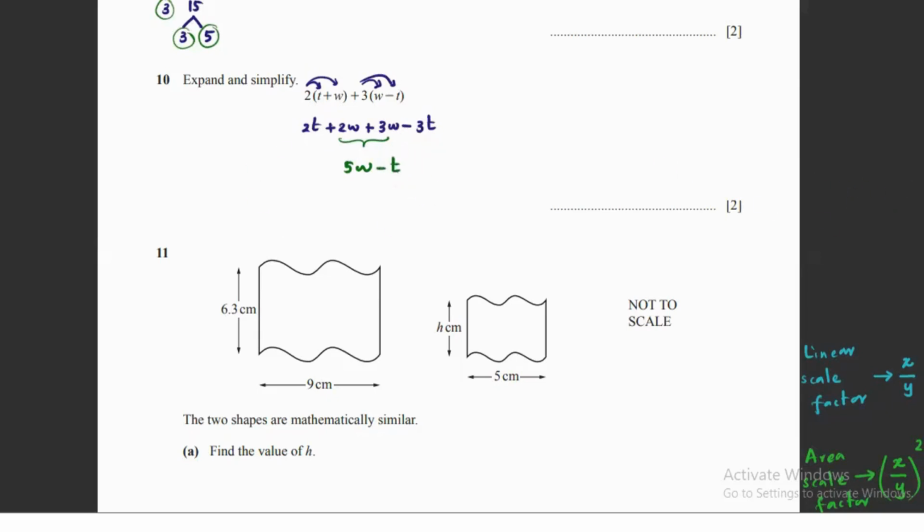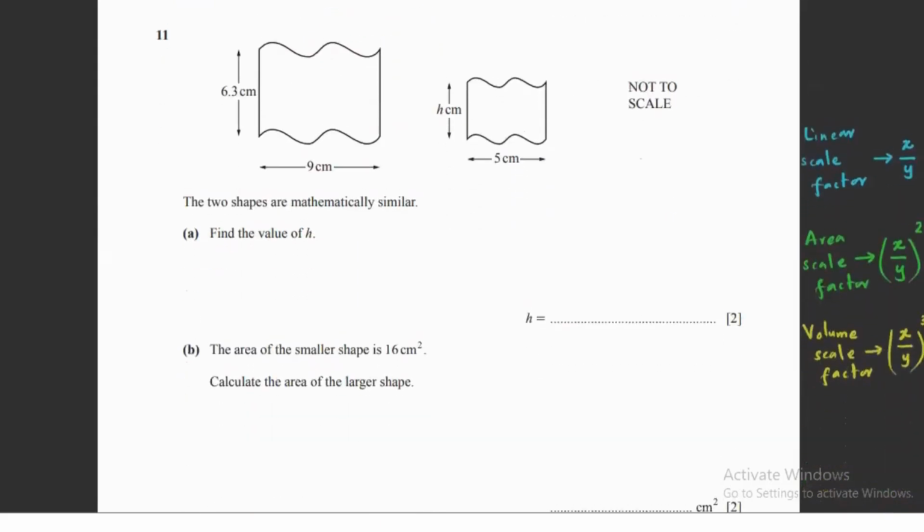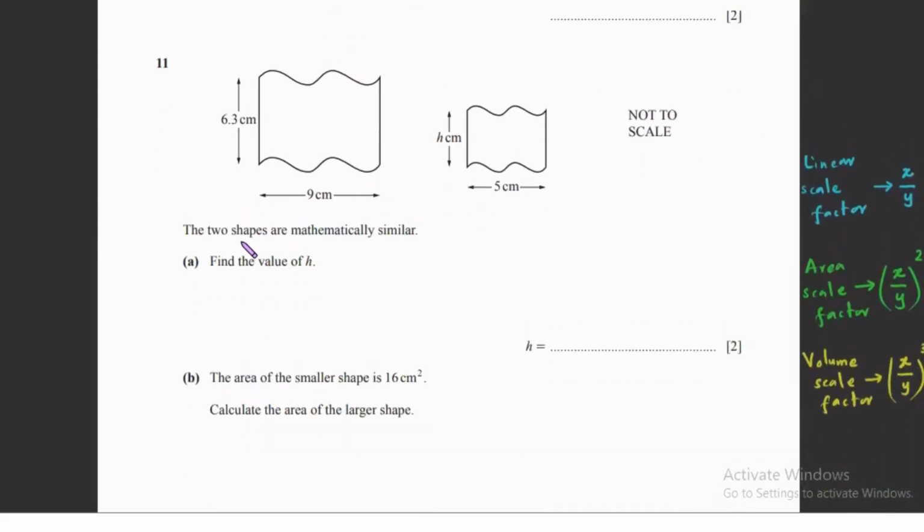This is the answer. Let's move on to question 11. There are two shapes given to us, and it clearly states that the two shapes are mathematically similar. If any two shapes are mathematically similar, then there's something to do with the scale factors. So we have something called the linear scale factor. If the linear scale factor is x over y, then to find the area scale factor, this linear scale factor has to be squared.